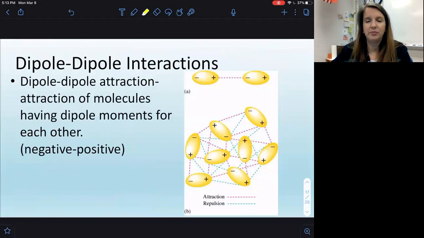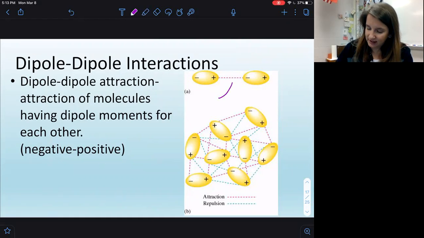So this shows you a little bit closer look of those dipoles in action. Remember, these dipoles are going to be a partially positive or a partially negative end based on the electron movement. And you can see that the dipole-dipole interaction exists, like I said before, between a positive end of one molecule and a negative end of the other molecule.